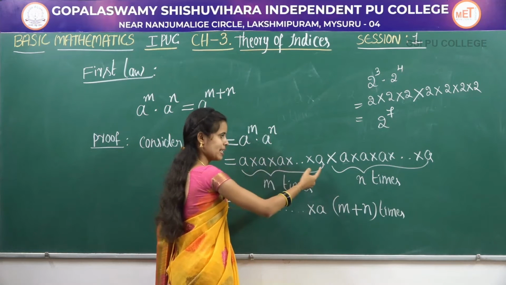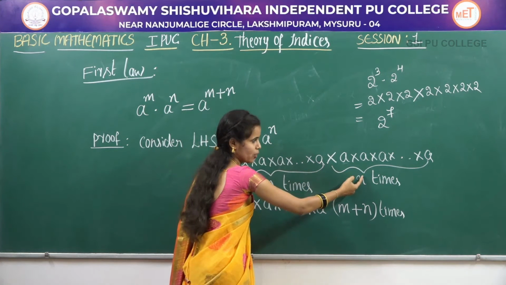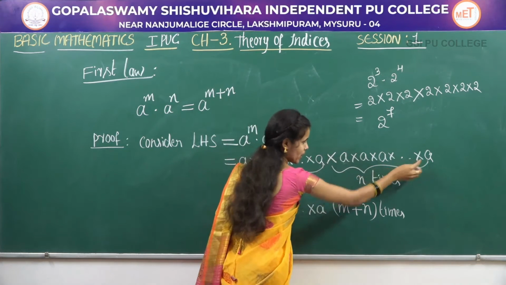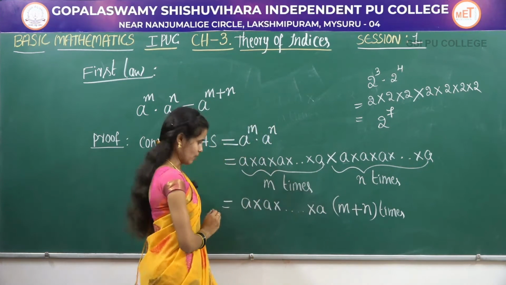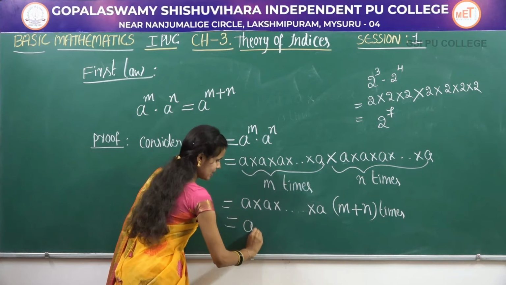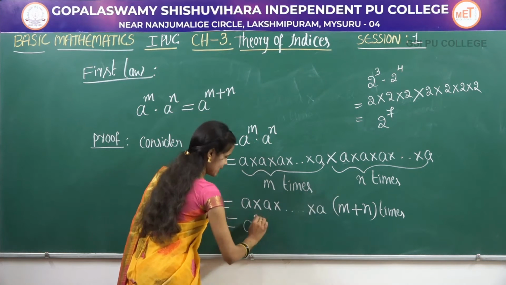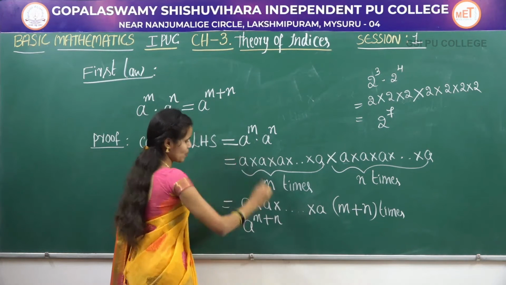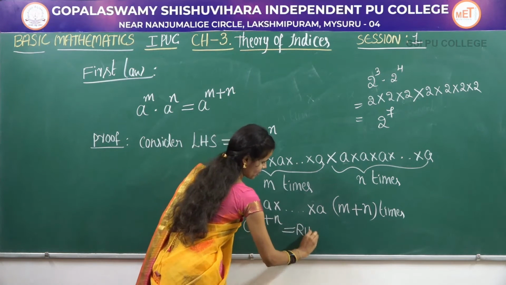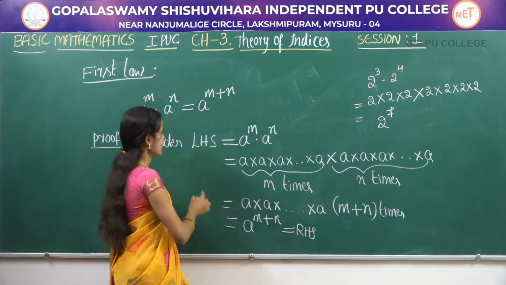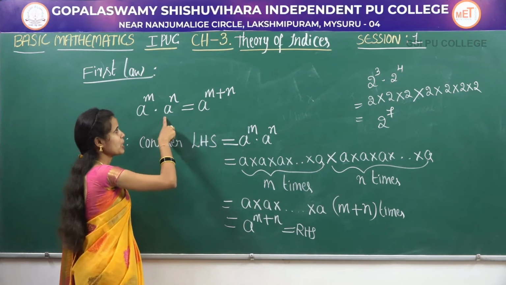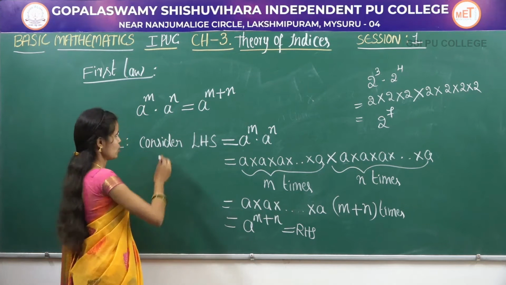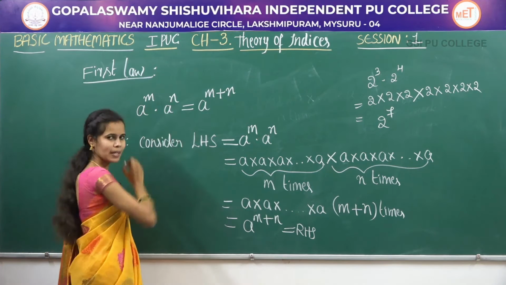Similarly, here a, m times, and a into a up to a, n times in total, gives a into a into a up to a, total m plus n times. So this can be written as a to the power of m plus n, which is equal to RHS. Therefore, a to the power of m into a to the power of n is equal to a to the power of m plus n. So, if the base is the same, then add the powers.